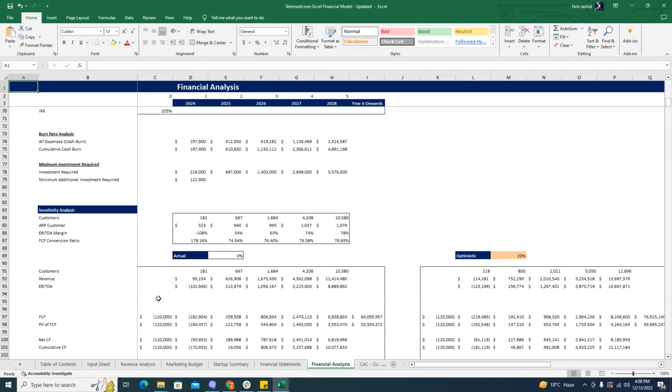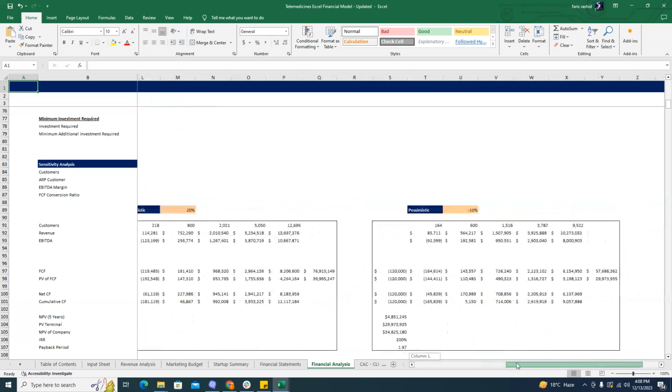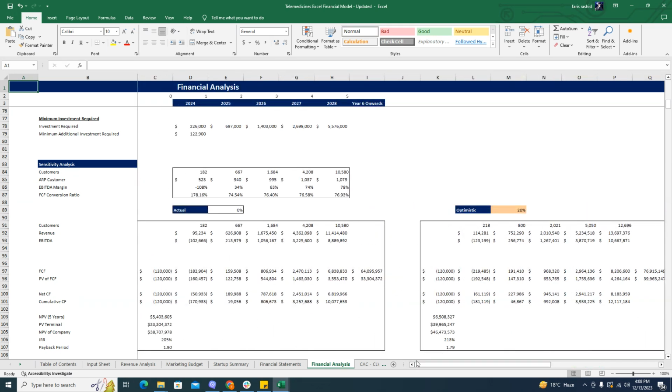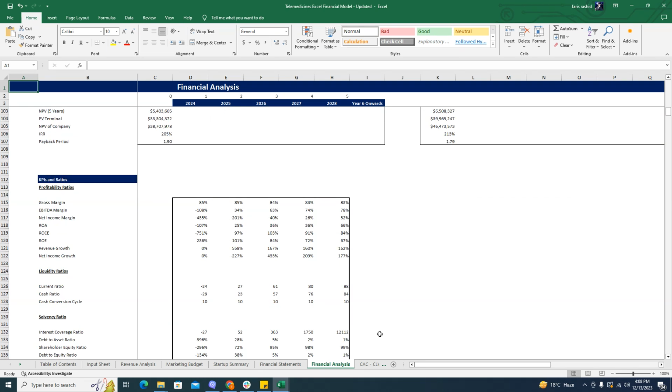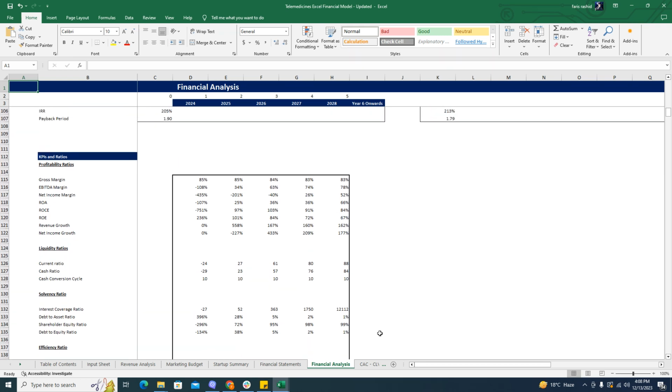Then comes the sensitivity analysis. This basically gives you three different scenarios: actual, optimistic, and pessimistic, and the functioning of the business in these three different scenarios. Then comes the KPIs and ratios. This includes the profitability ratios, liquidity ratios, solvency ratios, and efficiency ratios, giving you the percentage of each ratio.